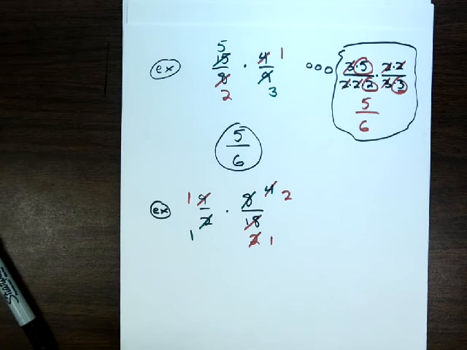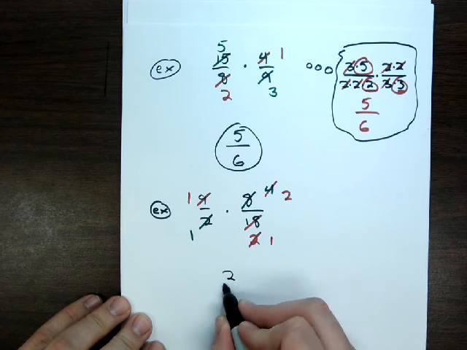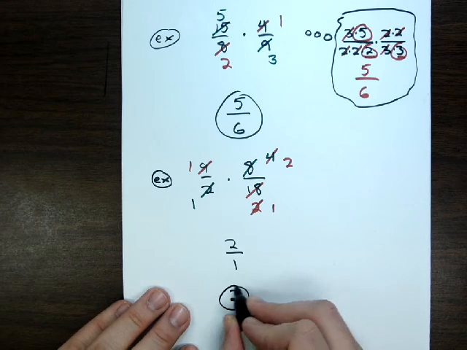So when I multiply straight across, I'm going to have 1 times 2 is 2 over 1 times 1, 1. 2 over 1 is just going to be equal to 2 as a whole number.